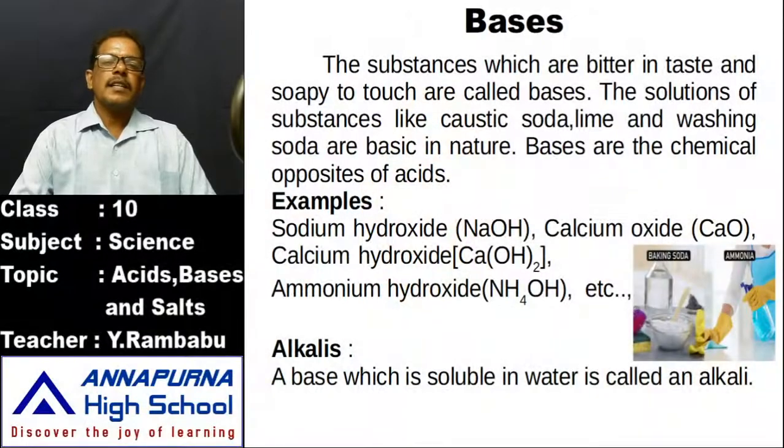In the previous class we have learnt about properties of acids. Today we are going to learn properties of bases. Simply, what are bases? We are familiar with some substances like washing soda, cooking soda, lime water. What are these? All these are metal oxides or metal hydroxides or metal carbonates or metal bicarbonates.